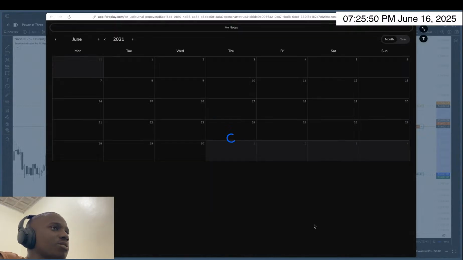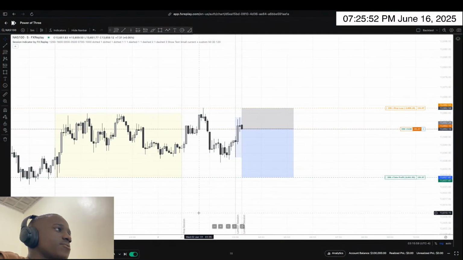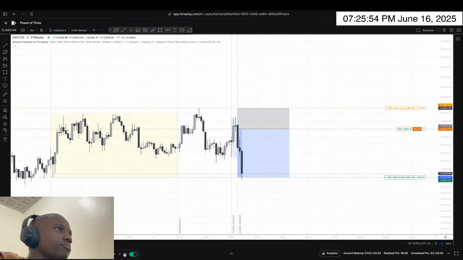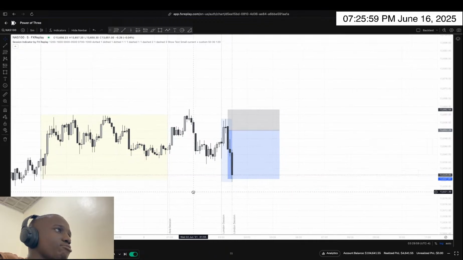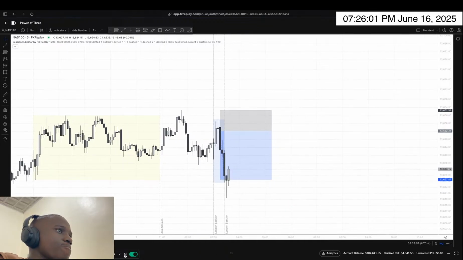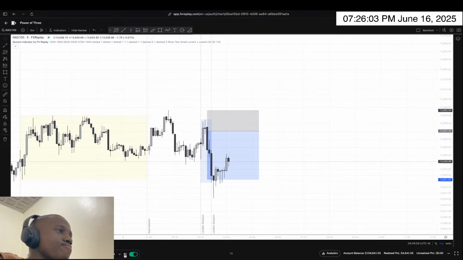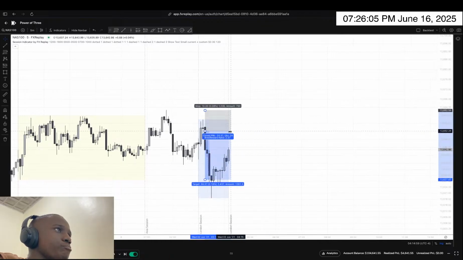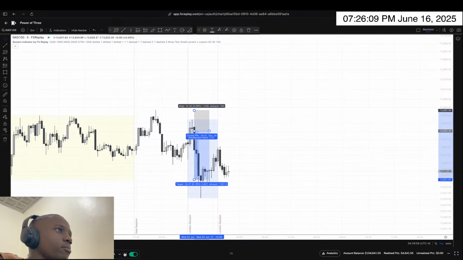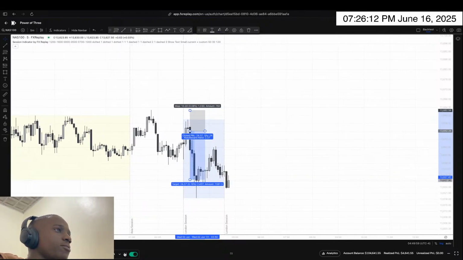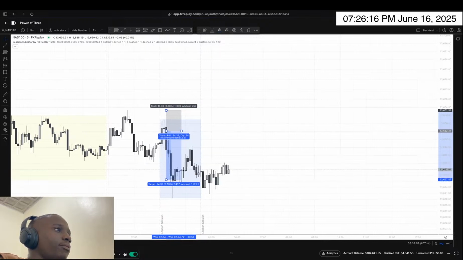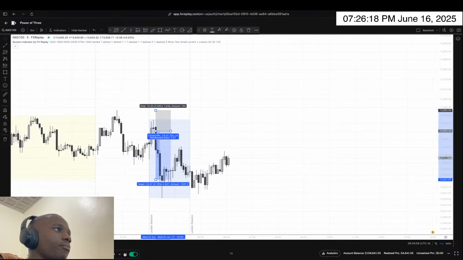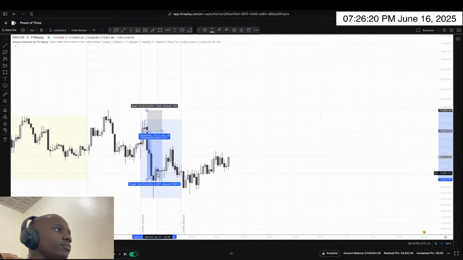We take the screenshot, we save it. Now let's see how the trade plays out. Wow, nice push to take profit. Really nice one. Okay, we're still in London. Gotta remove this.